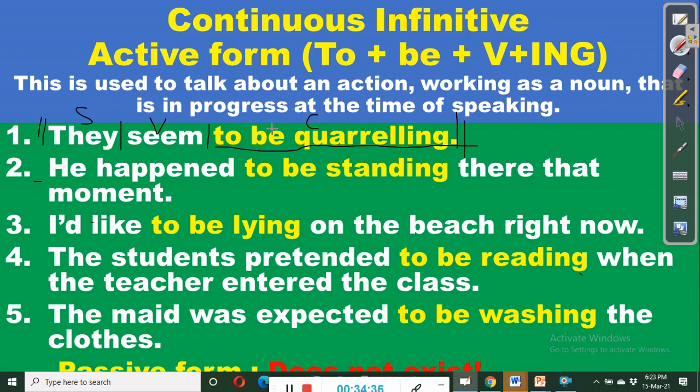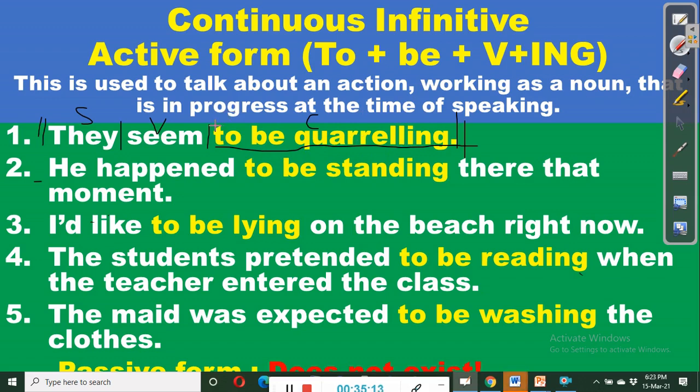And for you to know it is actually functioning as a noun, if we say the seem and we put a dash here, you will naturally ask the seem what? What do they seem to be? They seem to be quarreling. So you can see that this is actually functioning as a noun phrase here.